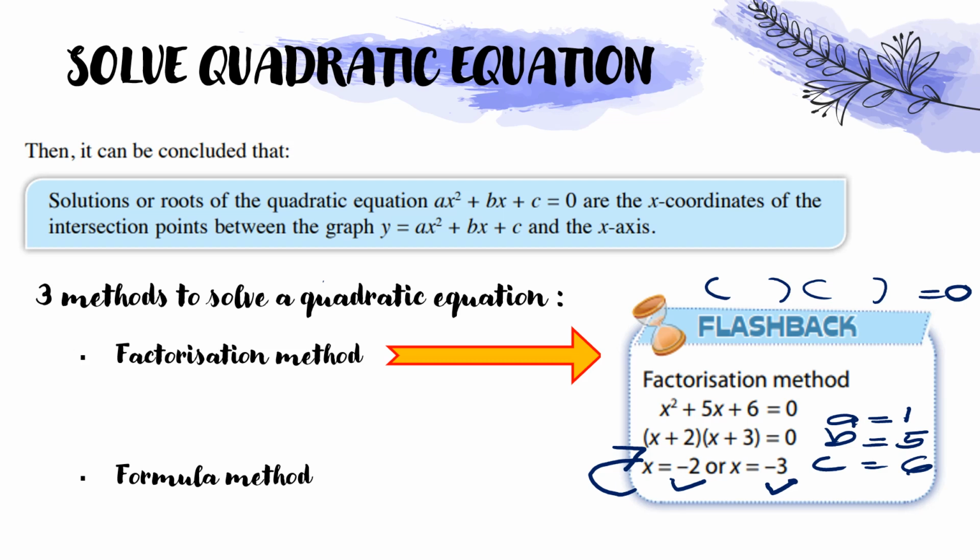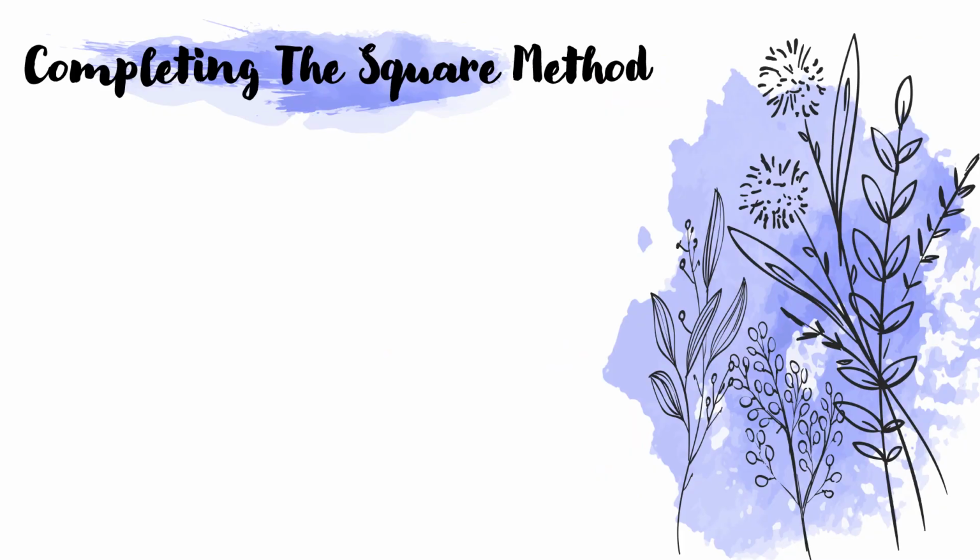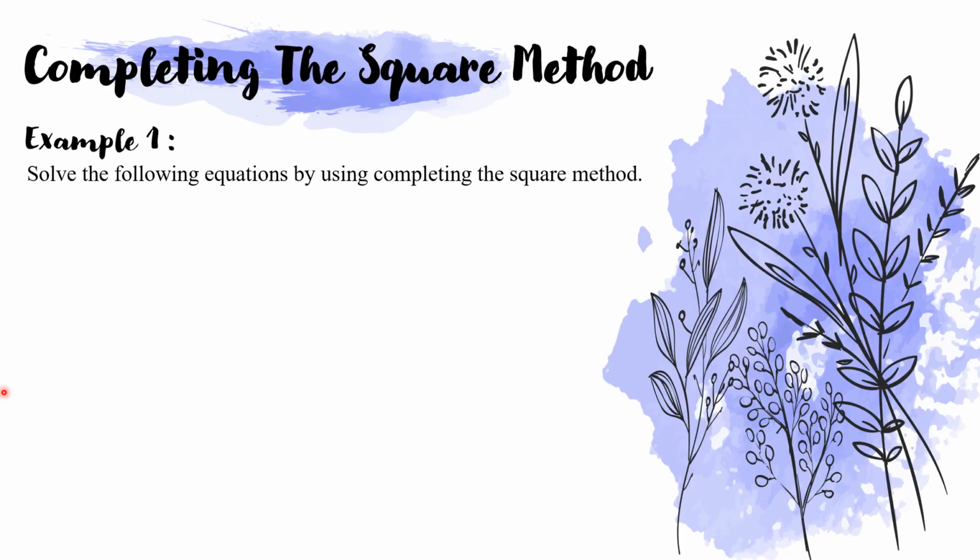This is the easiest. Now in AddMath you are going to learn another two methods, which are the completing the square method and the formula method. Okay, completing the square method. So this is the first example. Solve the following equation by using the completing the square method. The first equation: x squared plus 4x minus 7 is equal to 0.